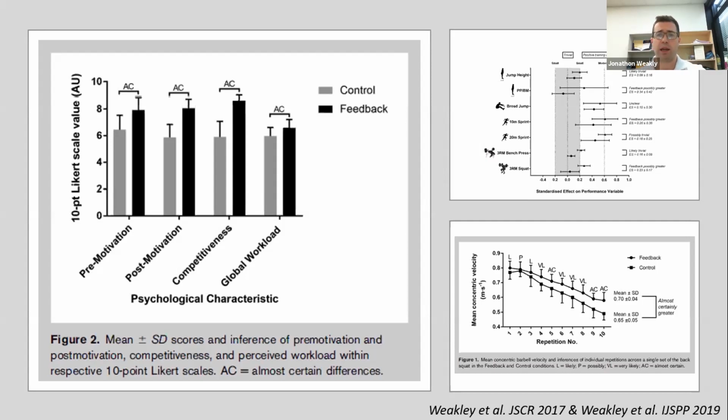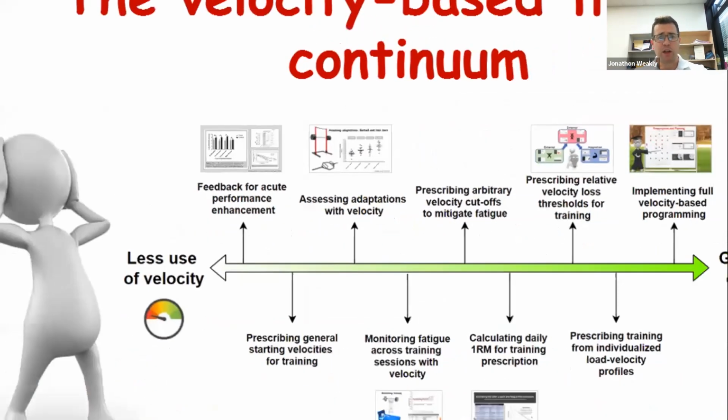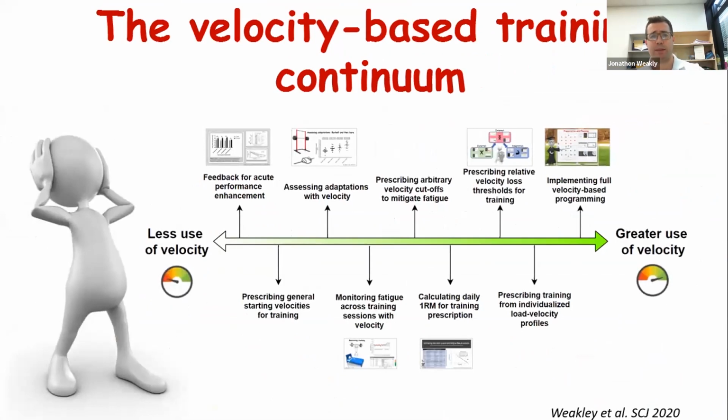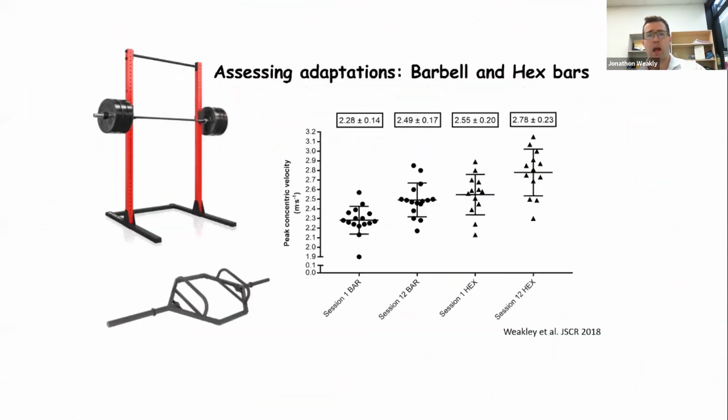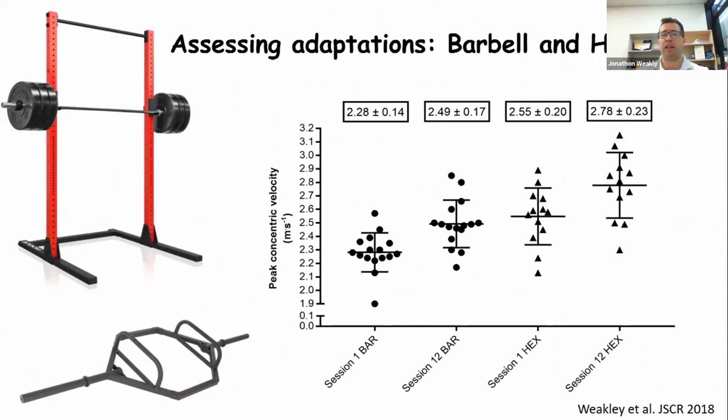Additionally, on the top right here, you can also see that over periods of time, by improving their motivation and competitiveness and improving the acute training quality of the athlete, we can actually improve the adaptive response. So better training over long periods of time means better adaptations. Now, we also know that we can assess adaptations with velocity. We could monitor if an athlete is improving over time. People have been doing this for decades.